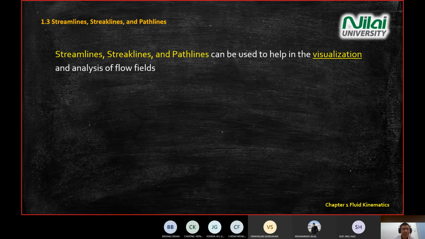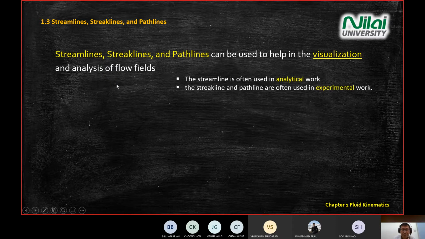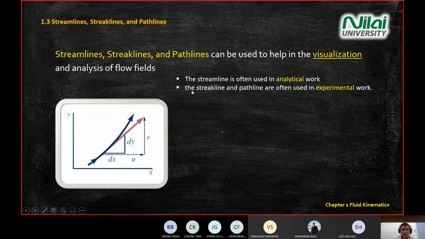Right, now we start the definition of these three. So what is streamline? What is the difference of streamlines? Streamlines, the application normally used in analytical work, just a note in your tutorial sheet there. Streamlines are used for analytical work, means you need to analyze, there's an equation for you to use, and then you need to calculate it.